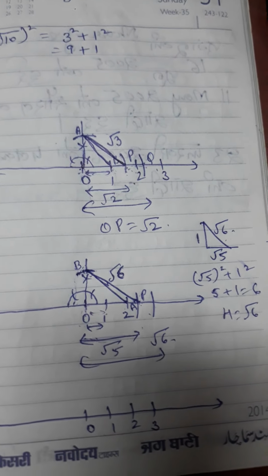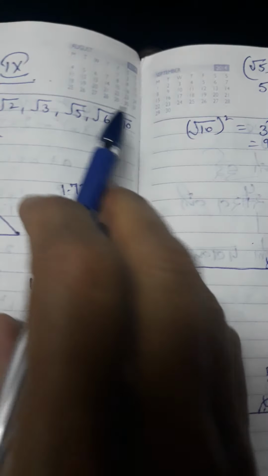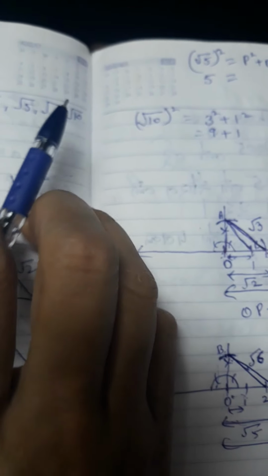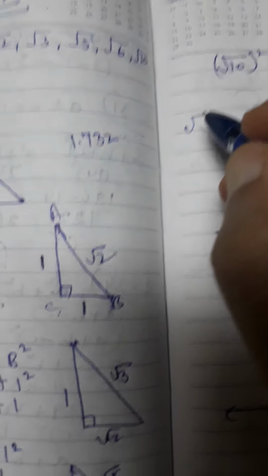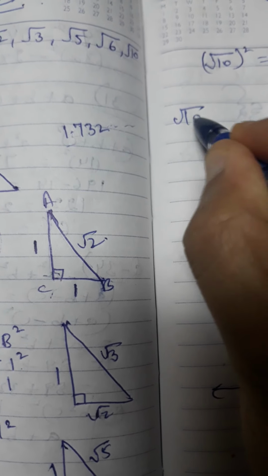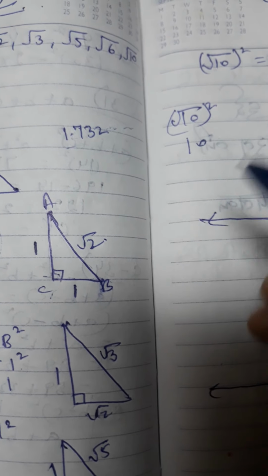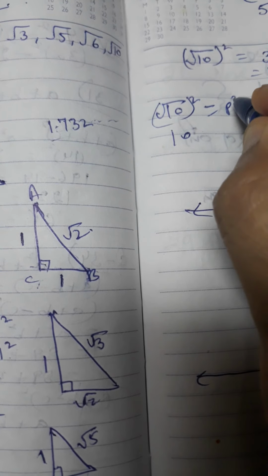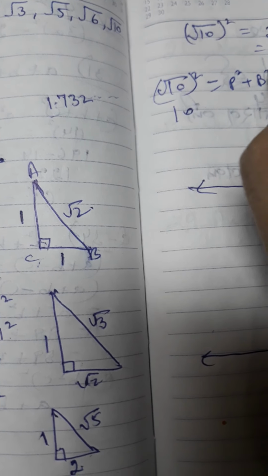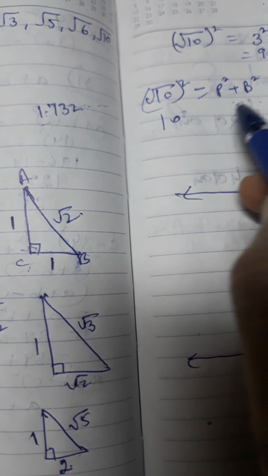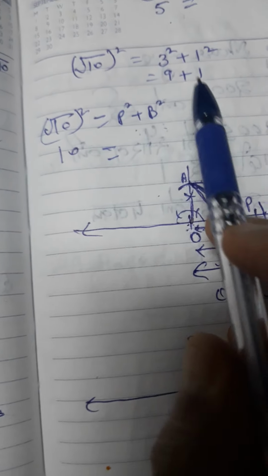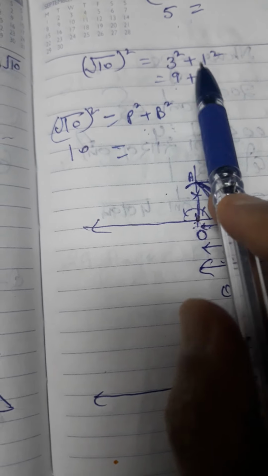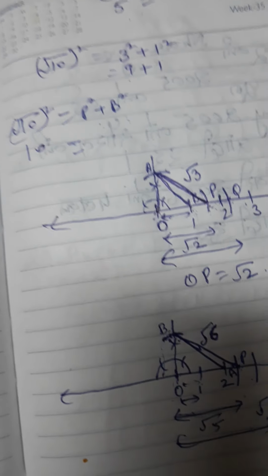Fine. Now we need under root 10. Now under root 10 again, if I take under root 10 square, so that is 10. And this side I need perpendicular square plus base square, two whole squares whose sum will give you 10. So that is 3 square and 1 square. 3 square is 9 and 1 square is 1.